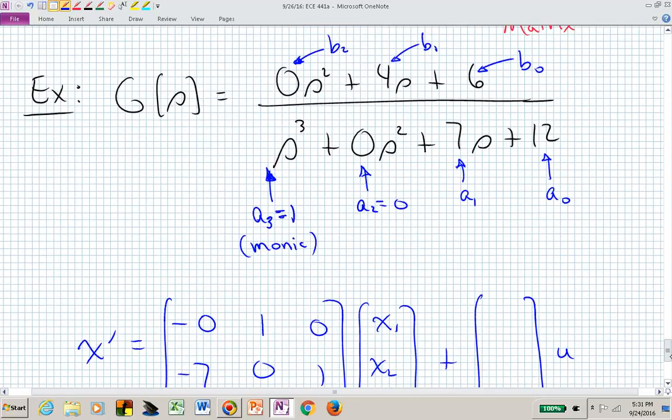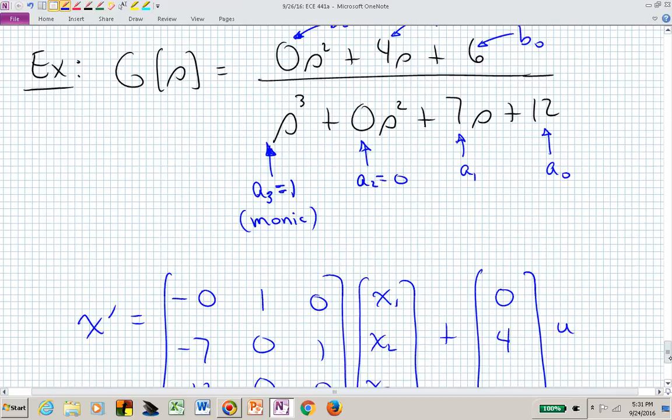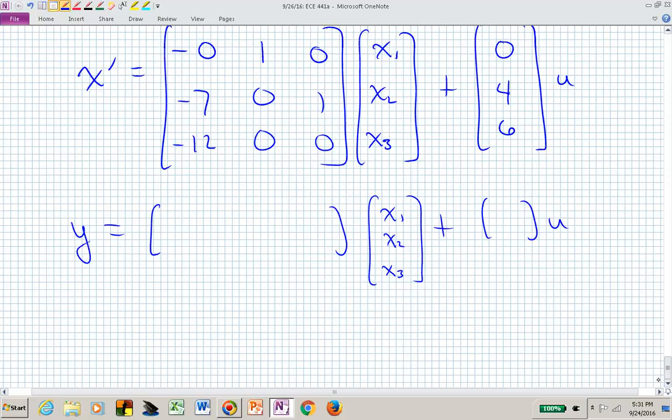Our B's now, we didn't have a B2, we had a 4 for B1, and we had a 6 for B sub 0. And our output matrix for this input feed forward state space representation is just 1, 0, 0 with the direct feed through of 0, since we had a strictly proper transfer function.